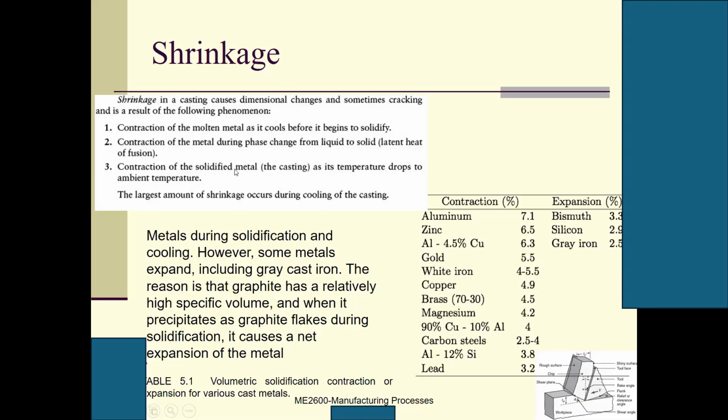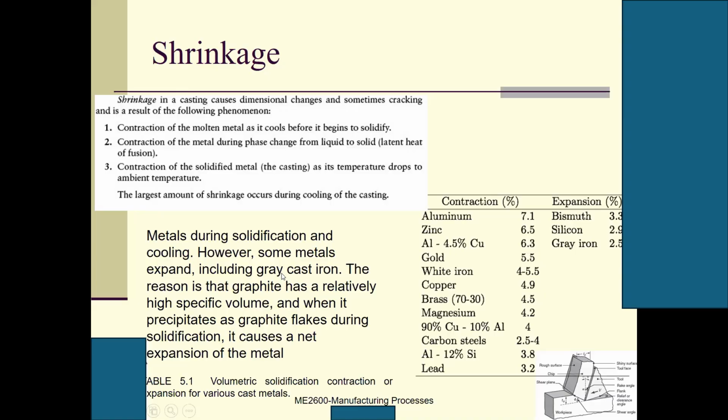Third, the contraction of the solidified metal as the temperature drops to the ambient temperature. So this is from the solid at high temperature to low temperature, and this will have a shrinkage. The largest amount of shrinkage occurs during cooling of the casting. So metals shrink during solidification and cooling. However, some metals expand, including gray cast iron. So gray cast iron is kind of the unique one. You should know that, okay?